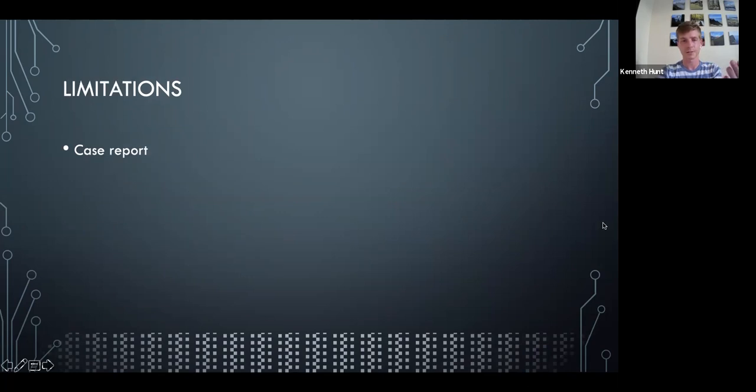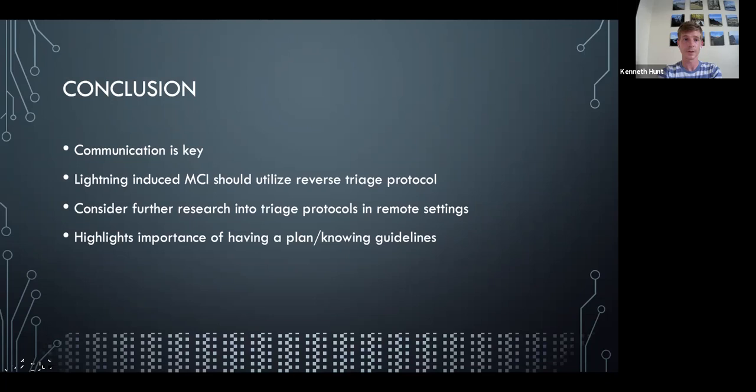So limitations: this was a case report in a very unique scenario, but it highlights a lot of what we've touched on in terms of lightning injuries. So conclusion: communication is key. The lightning induced MCI should have utilized reverse triage protocol, which was done. And then I think we should consider further research into triage protocols in remote settings. It's obviously something that's very difficult to study, but could be important.